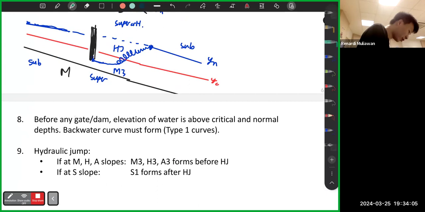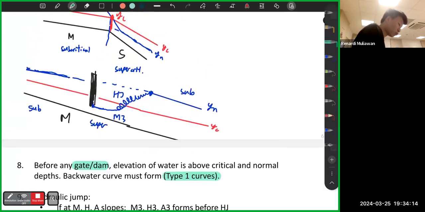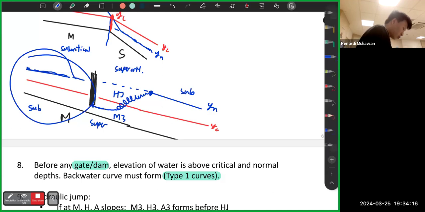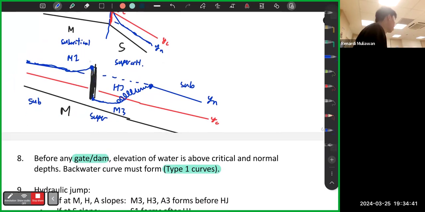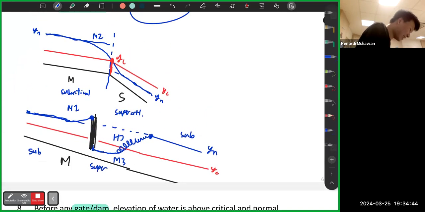Before any gate or dam, there will always be a type 1 curve, no matter if it's mild or steep. For this one, it's a mild slope and it's a dam, so it must be a type 1 curve. So this one is M1, and the M1 goes up here. If it's a dam, your water will be stored at the back. That's why it goes up, and that's why it goes to M1. It's similar to ponding too.